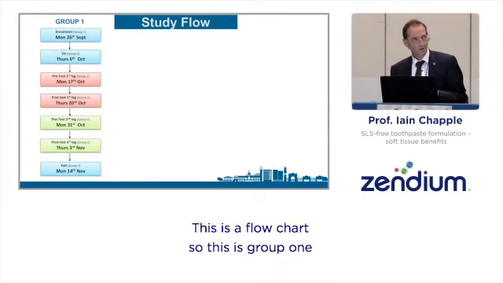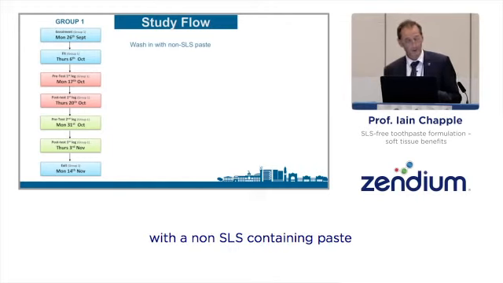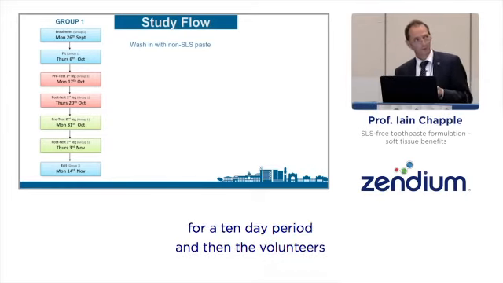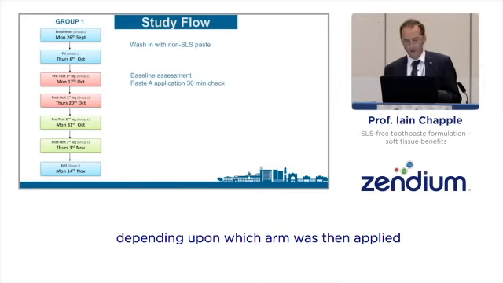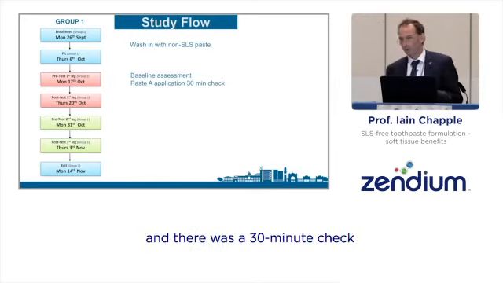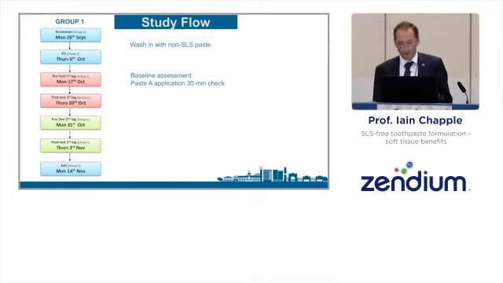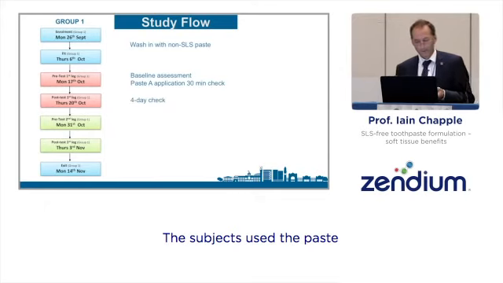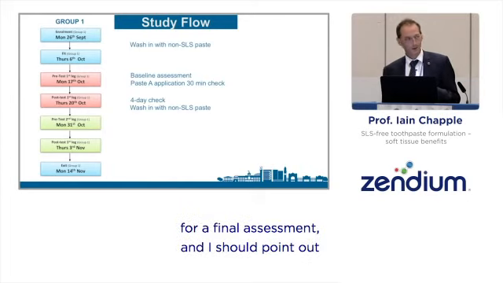This is a flow chart, so this is group 1, and what it essentially shows you is a wash-in period with a non-SLS containing paste for a 10-day period. And then the volunteers were assessed at baseline. The paste A or B, depending upon which arm, was then applied, and there was a 30-minute check for sloughing after the application. There was then, the subjects used the paste, and they were seen 4 days later for a final assessment.